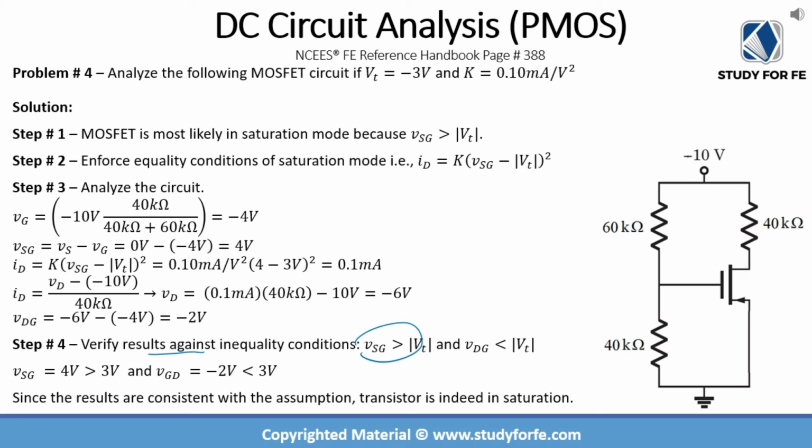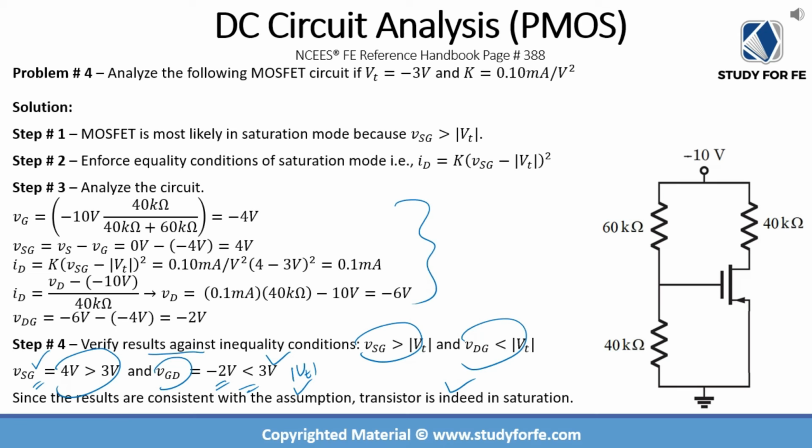These are the inequality conditions for the saturation mode. Our VSG is equal to 4 volts, which is greater than 3 volts, so we are good there. Our VGD is equal to -2 volts, which is less than the magnitude of VT, which is 3 volts. So we are good there as well. So the results are consistent with the assumptions. The transistor is operating in the saturation mode, and we can take all of these results at face value.